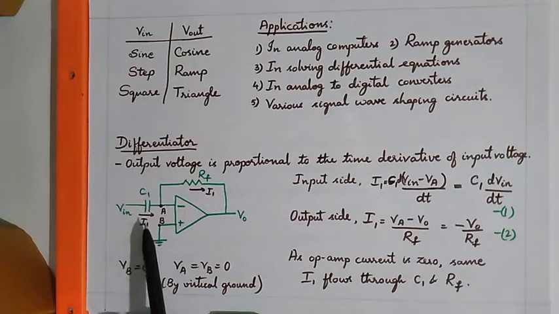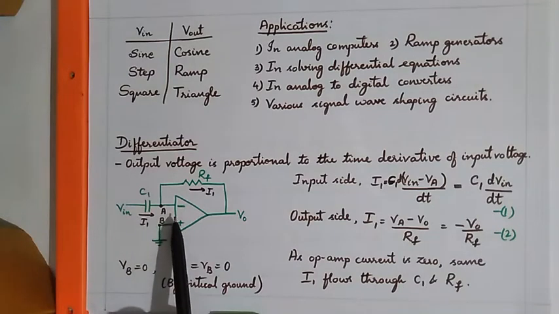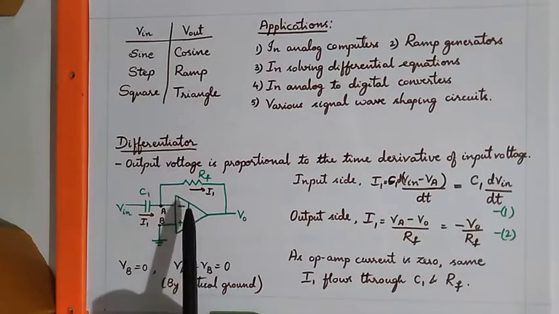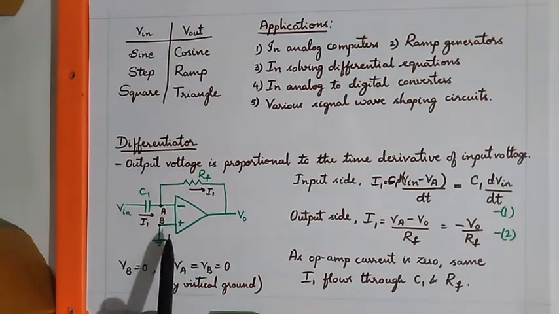Here the capacitor is connected to the inverting terminal of the op-amp. Input is applied to the capacitor, and in the feedback part we have the feedback resistor. The non-inverting terminal is connected to ground. Hence at node B the voltage is equal to 0. Therefore VB equals 0, and by the concept of virtual ground, VA equals VB. Since VB equals 0, VA is also equal to 0.